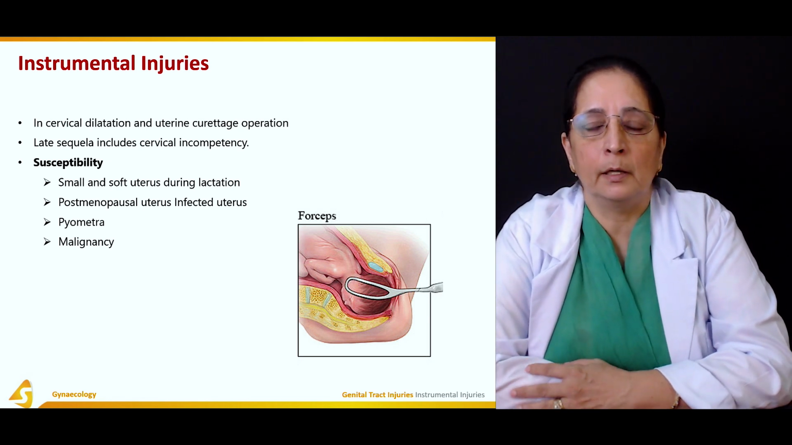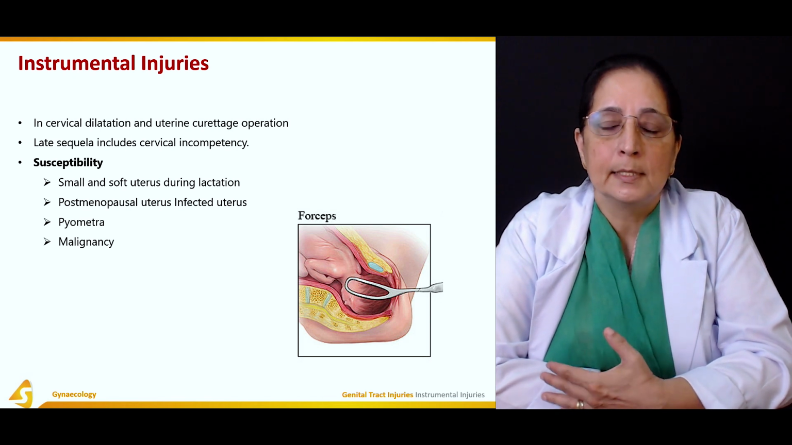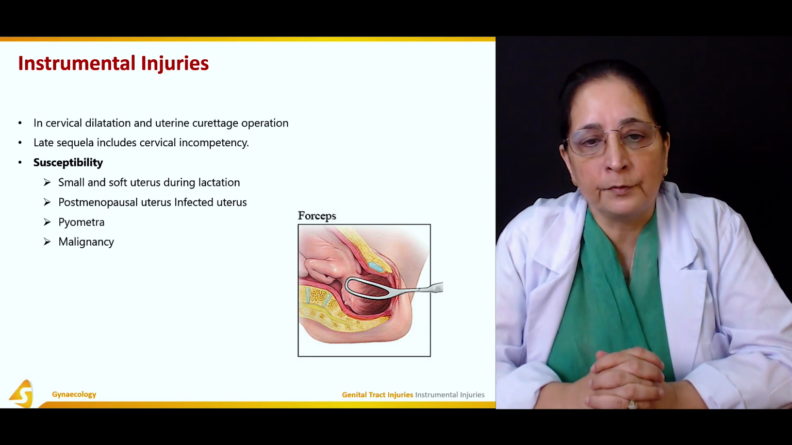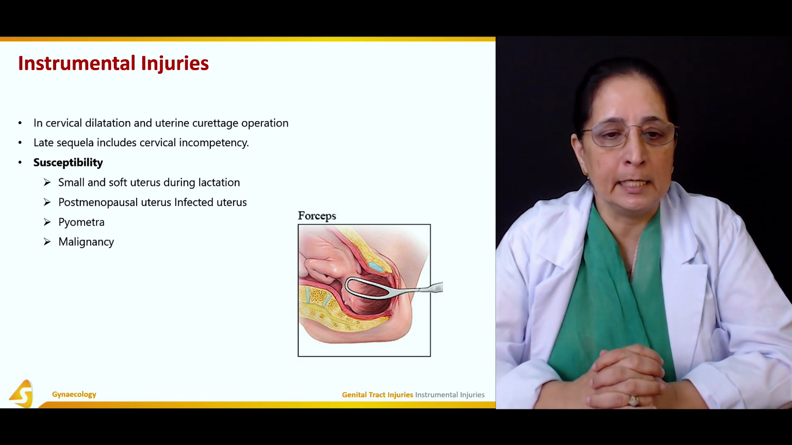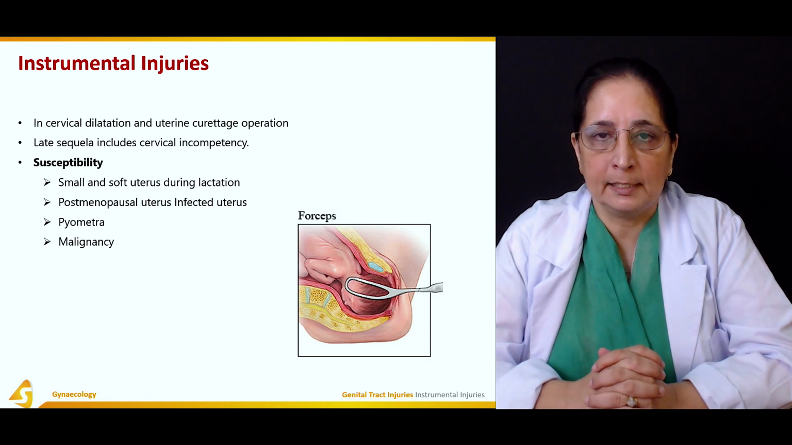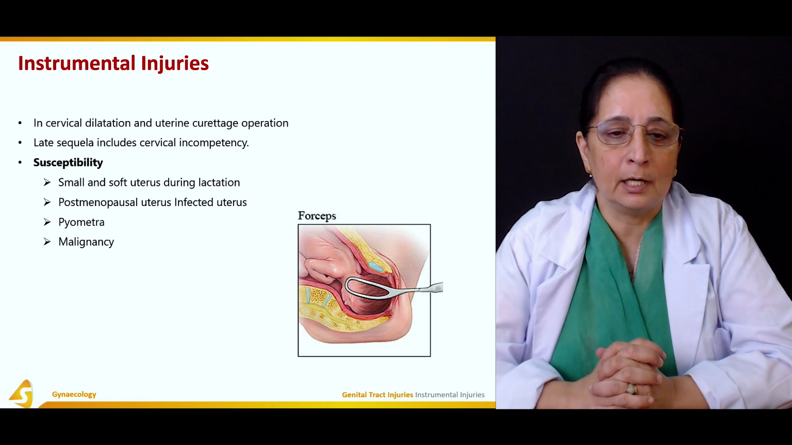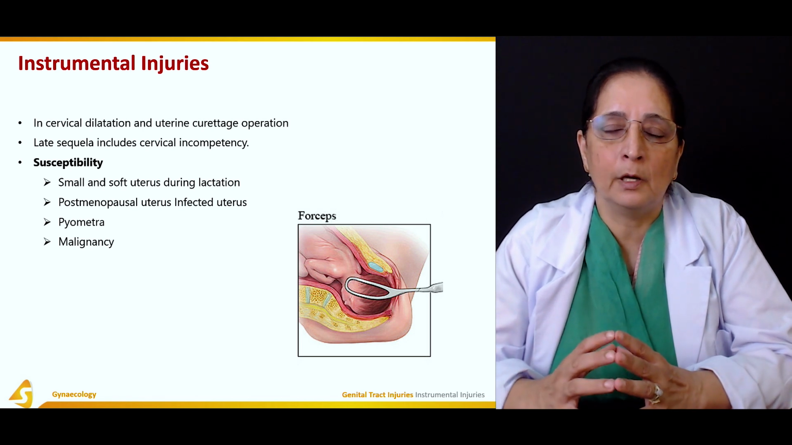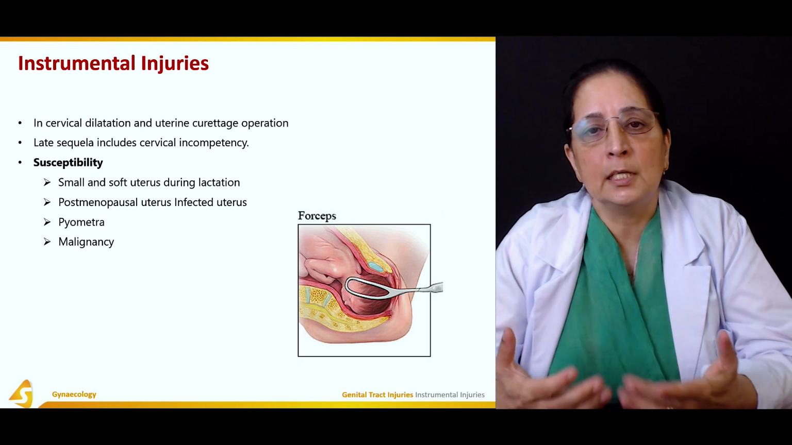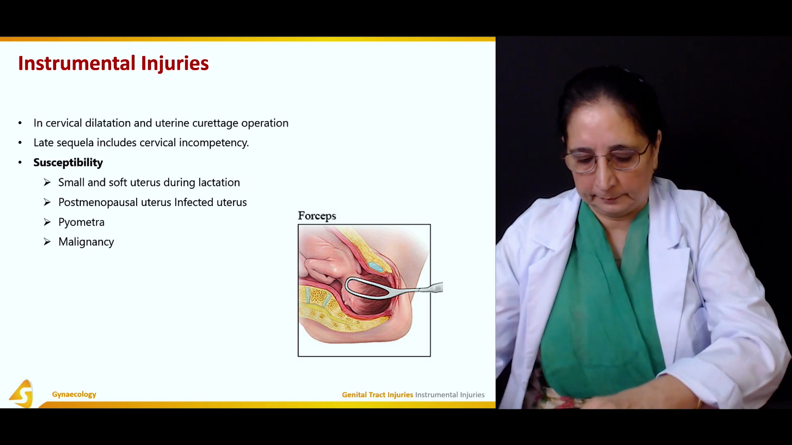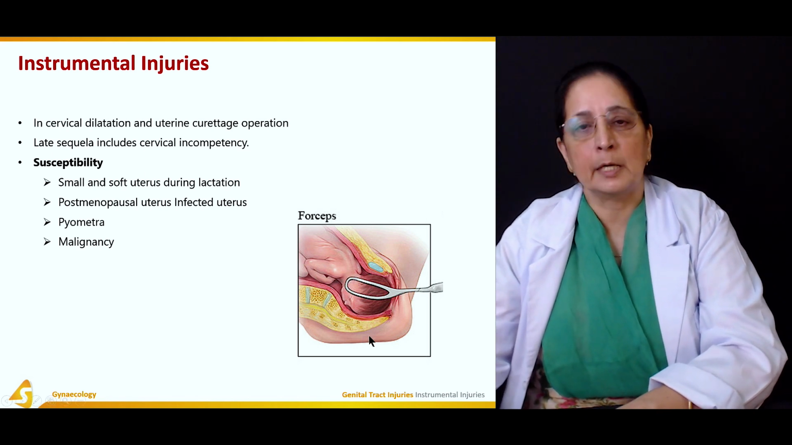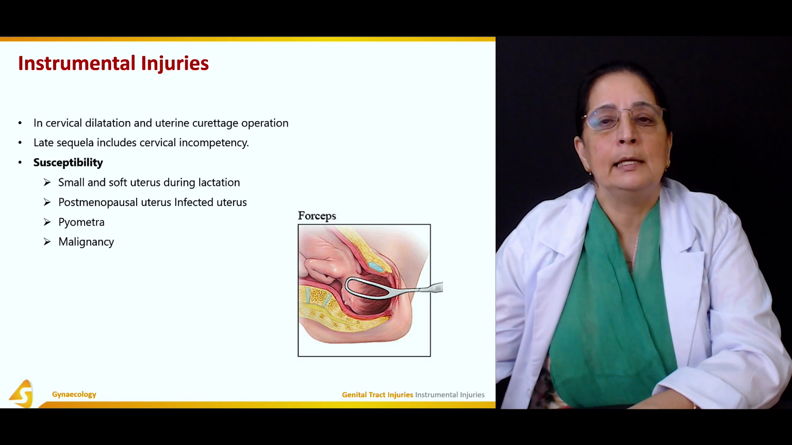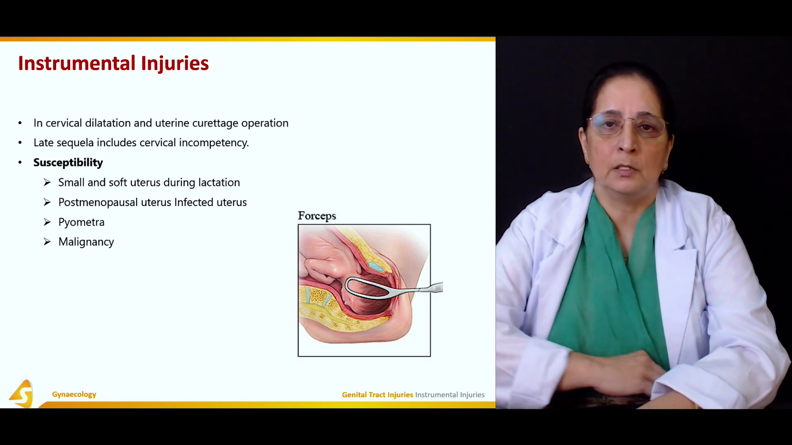Susceptibility: who are the patients that are more prone to instrumental injuries? We have patients with a small and soft uterus, especially when they are lactating, a postmenopausal uterus, an infected uterus, pyometra, and if there is malignancy present. All these are the conditions in which genital injuries are common and the patient is more susceptible. This is the diagram showing forceps delivery. When forceps are used for assisted delivery, this can also lead to genital tract injuries.